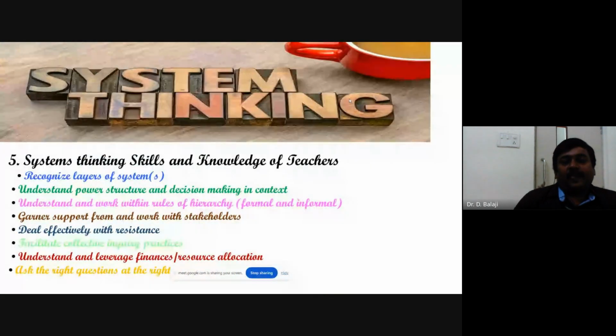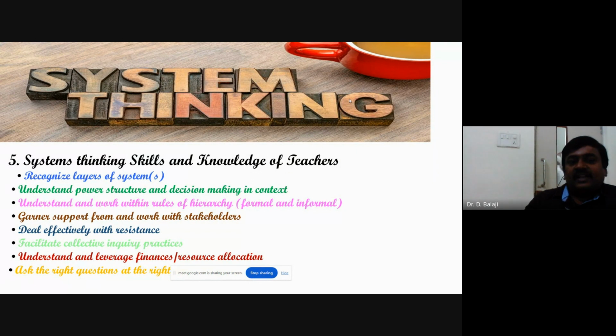So systems thinking. When a teacher is working in any institution, what knowledge should a teacher possess? Recognize the layers of the system. It is called the hierarchy. What is the hierarchy of the organization? How will it be? They should recognize the layers. Understand power structure and decision making in the context.